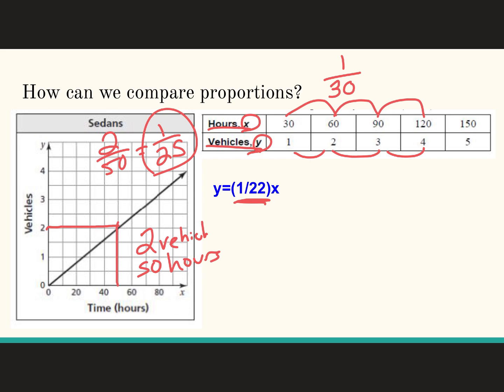So which one do I build faster? Well, I could say, look, 1 over 22 is the lowest rate. So this one is the fastest build. And then would be sedans, and finally the last one, the table.